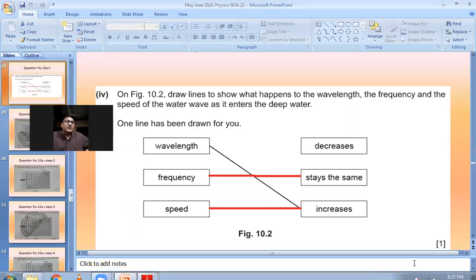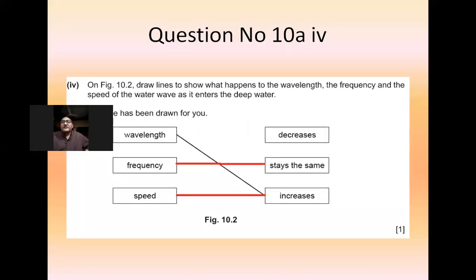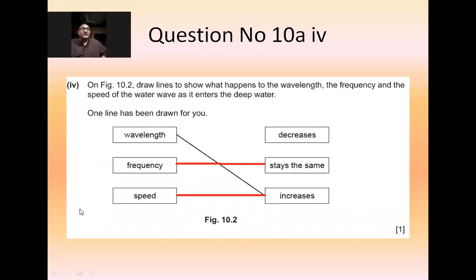It's a 3-mark question, a very important question, and it requires a lot of attention also. So let me go back and, okay. Pay attention, it's a very important question. When the water wave enters from the shallow water into the deep water, the wavelength will increase, the frequency will stay the same, and the speed will also increase.